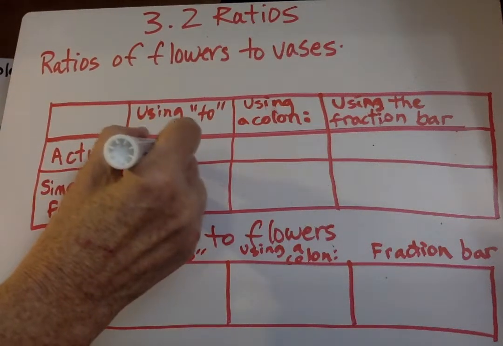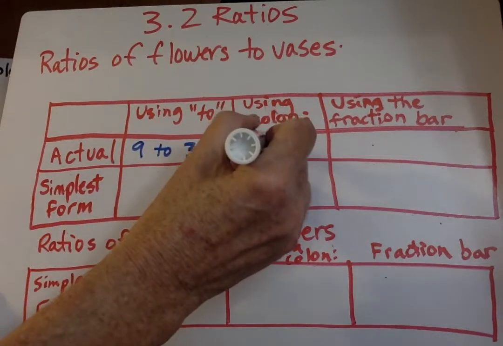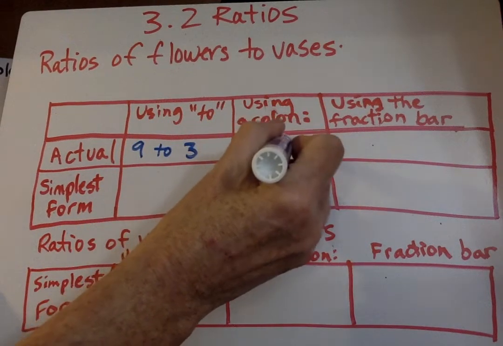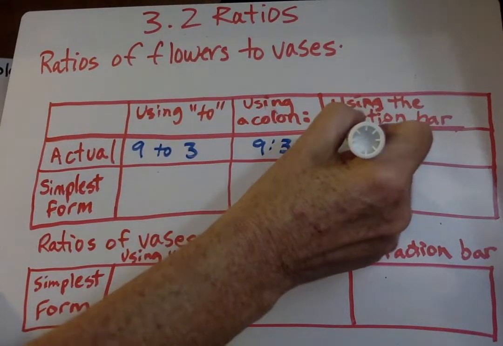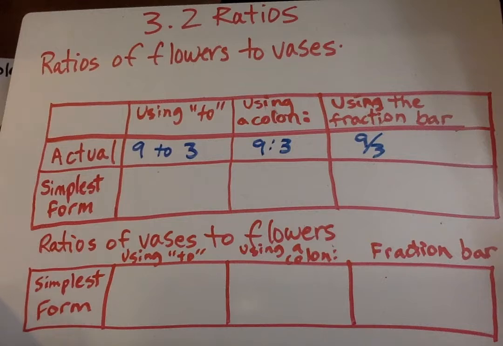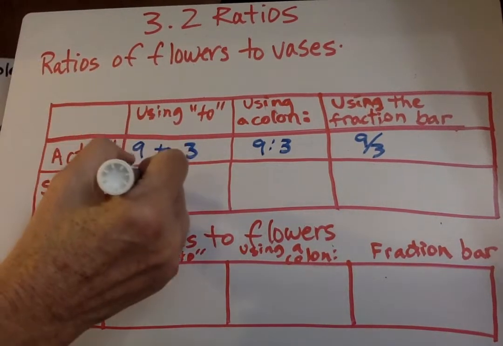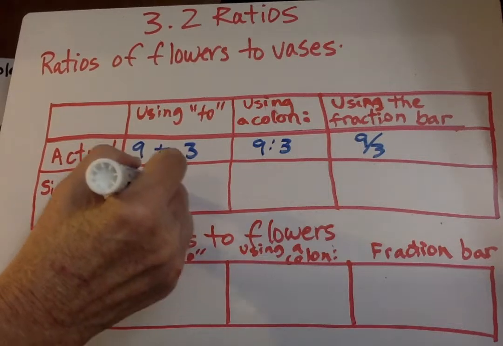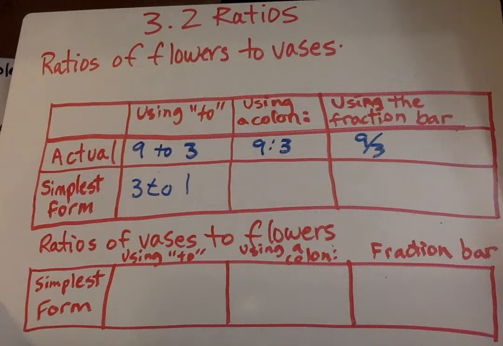9 to 3. Then using a colon, 9:3. Then using a fraction bar, 9/3. Okay. Then we have to simplify it. 9 to 3, we can simplify that. 3 goes into 9 3 times. So for every 3 flowers, there's 1 vase.